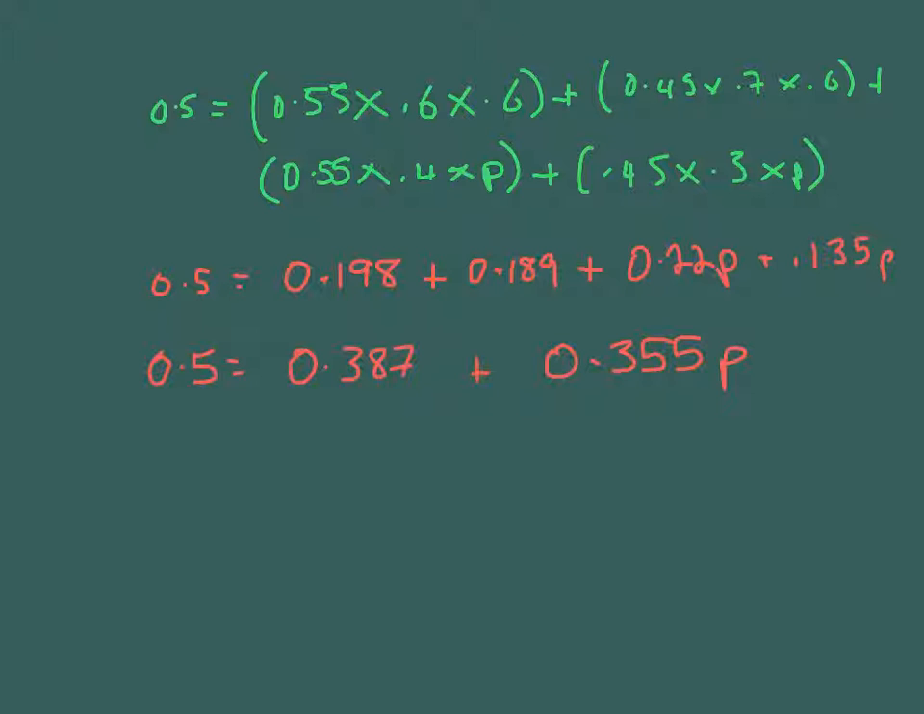So we've got this. Now what we have to do is move the 0.387 over to the side, and you end up with 0.113 equals 0.355P. Now we want to work out P, so P would therefore equal 0.113 divided by 0.355. And so therefore P is equal to approximately 0.32.